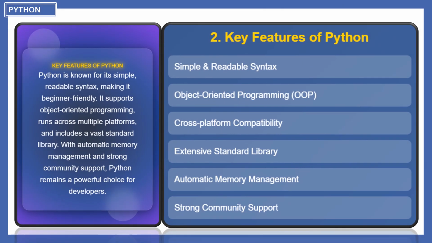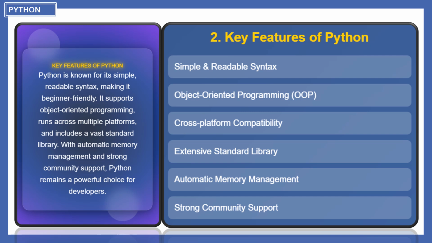Now, let us explore the key features of Python that make it one of the most powerful and widely used programming languages today. First, Python has a simple and readable syntax. Unlike other programming languages that use complex symbols and structures, Python follows a clean and easy to understand format. This makes it beginner-friendly and reduces the time needed to learn programming concepts.